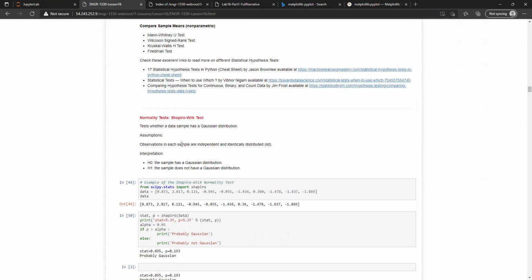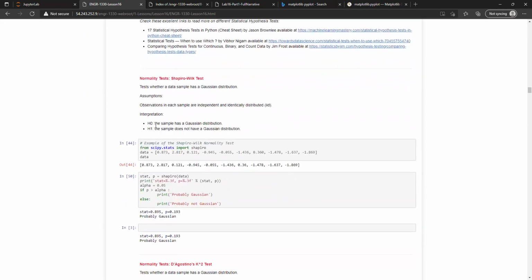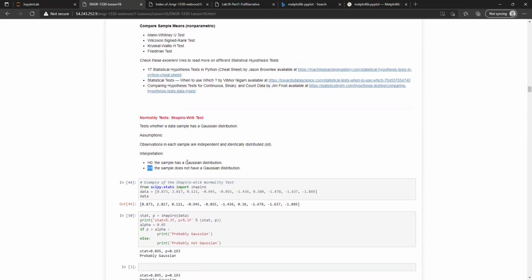So observations at each sample are independent. Okay, we already know, we're assuming that. And then the null hypothesis will be a sample has a Gaussian distribution. And the alternative hypothesis is that it does not have a Gaussian distribution. So we were talking about normal distributions. So can somebody tell me why the test is talking about a Gaussian distribution? What's the difference in a normal distribution and a Gaussian distribution?